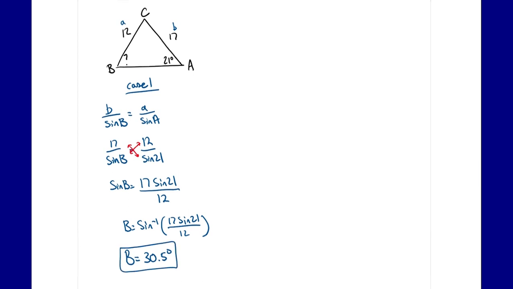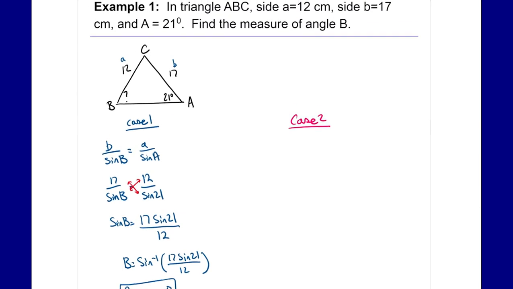30.5 degrees is the first case, or the acute angle. The second one, or case 2, I'm going to draw out what it could possibly look like. So it could possibly look something like this. A, B, C. This would be our obtuse angle, but it would still be angle B. We know the other sides are 12 and 17 and 21 degrees. I don't have to go through and do the same calculations again, because we would get the same answer, right?